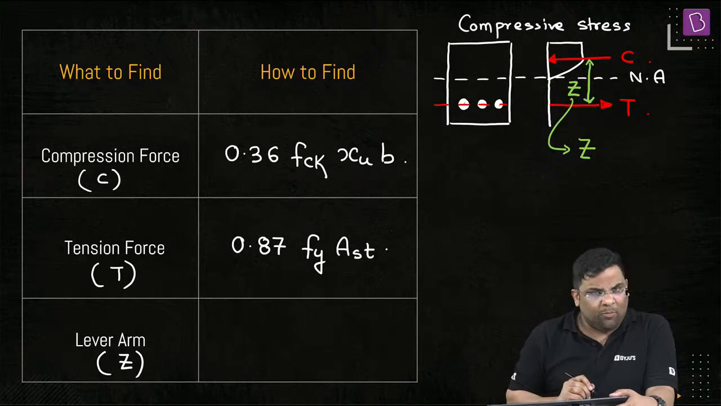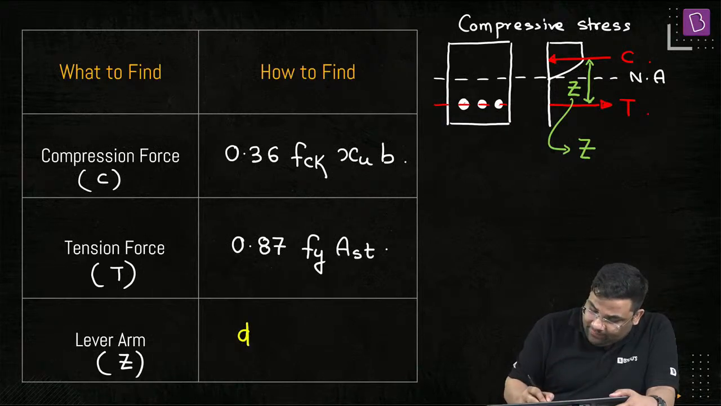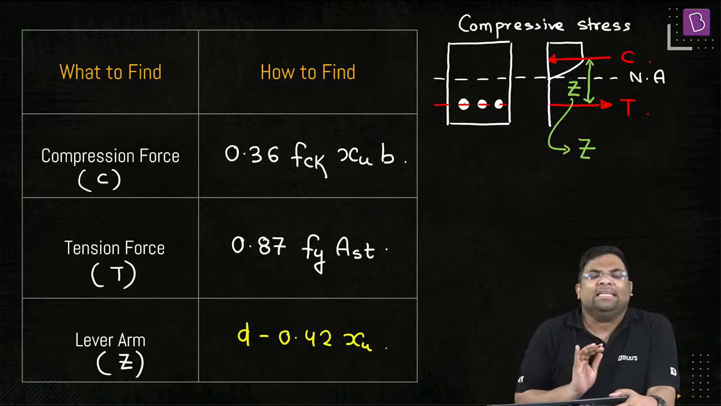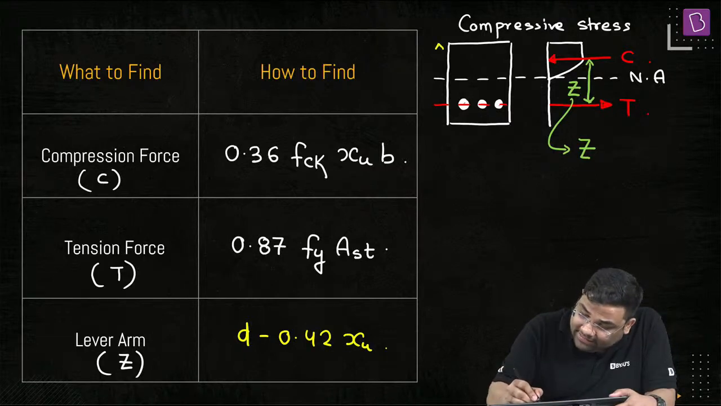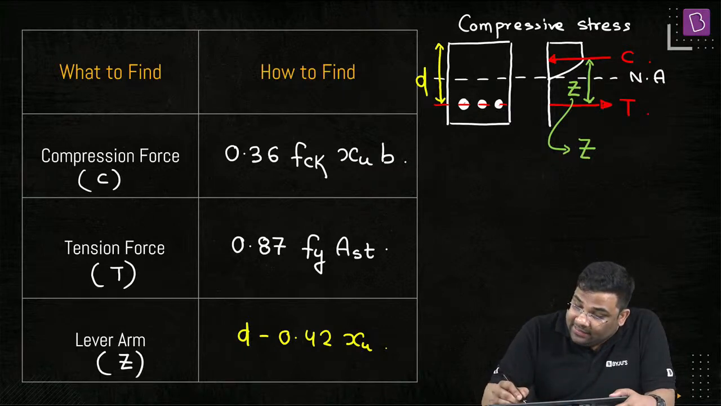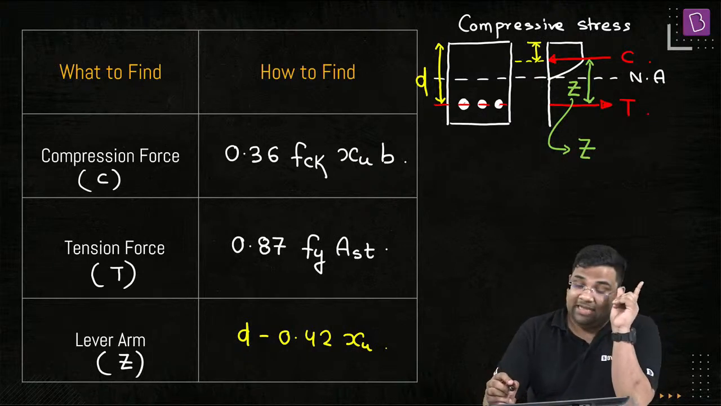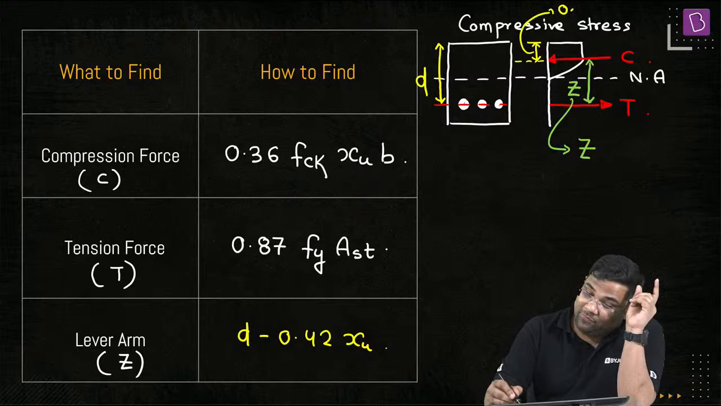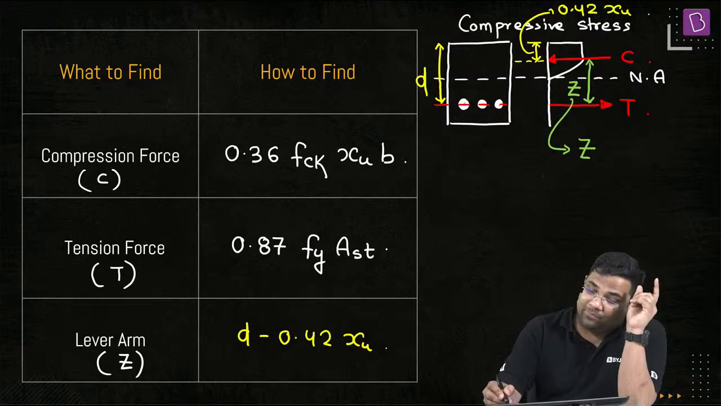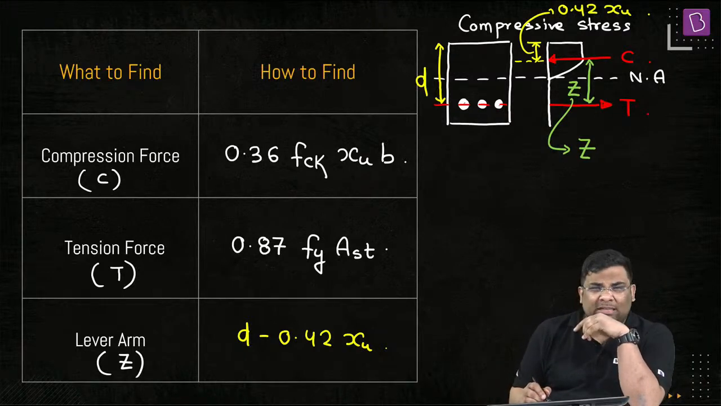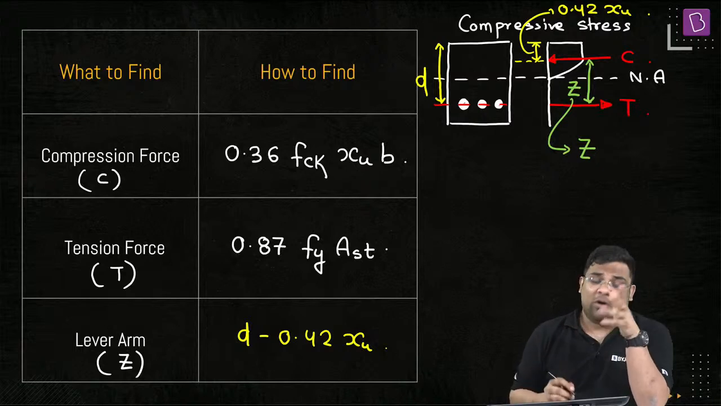And this is how much? This is d minus 0.42 Xu. How? Very easy. You see, this is d. And this is the distance at which the compression force is acting, and this distance is 0.42 Xu. Now you might be thinking, what is Xu, sir? Xu is the depth of neutral axis.